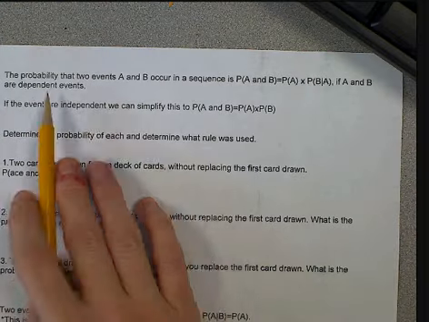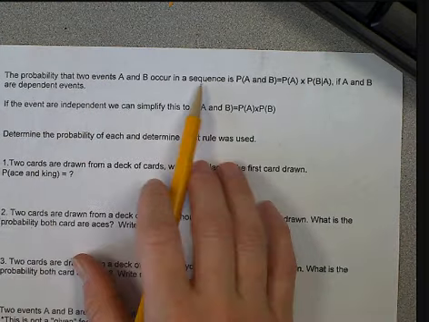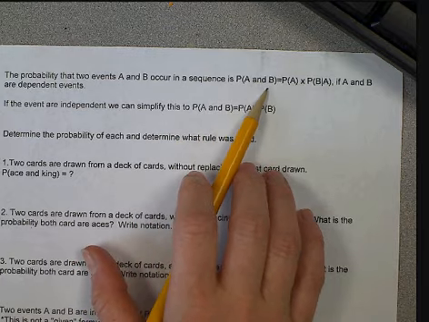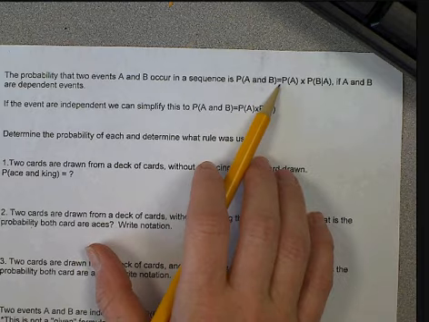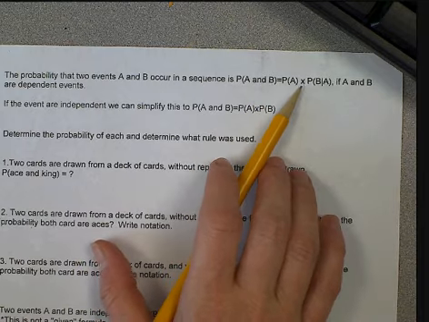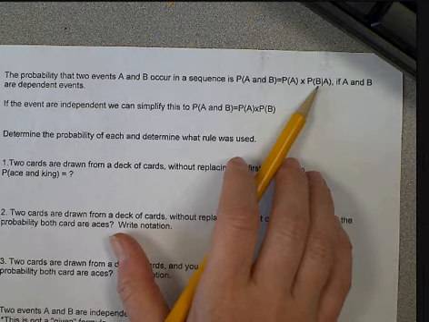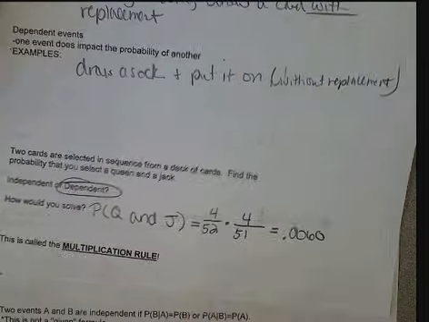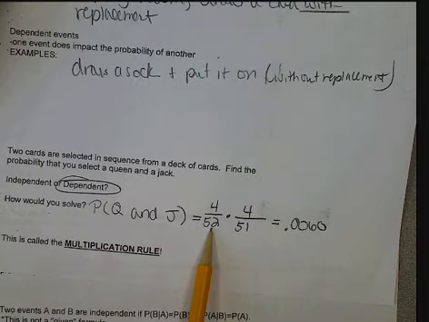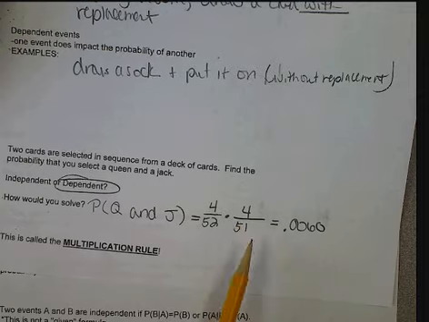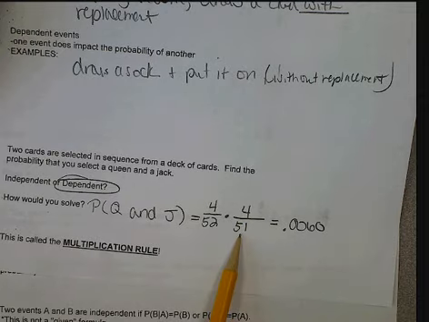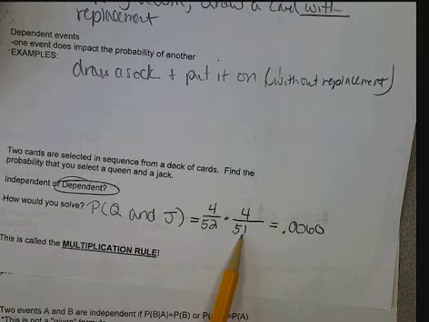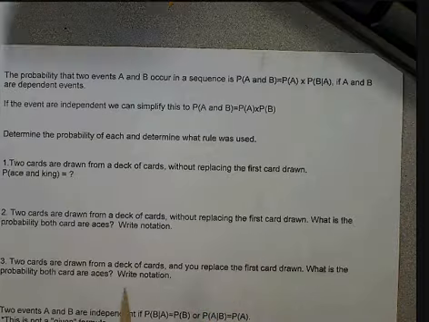The probability that 2 events occur in a sequence, the probability of A and B, will equal the probability of A times the probability of B given A. If you think about it, on our previous page, we're taking the probability of a queen and multiplying that by the probability that we draw a jack given the first was a queen. That's why we only have 51 cards remaining. So we used this rule.